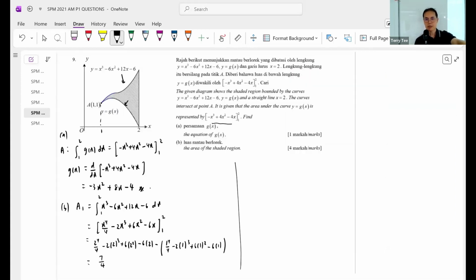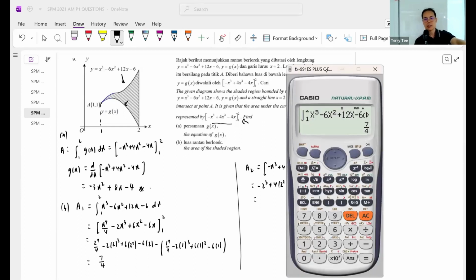Now, the second part is your area under g(x), which the question already mentioned. It is after you integrate x cubed plus 4x squared minus 4x, from 1 to 2. We just have to substitute. No need to integrate anymore, it's already integrated. Just put in 2 to the power 3, 4 times 2 squared, 4 times 2, minus 1 to the power 3, 4 times 1 squared, 4 times 1. Okay, so this one I just count manually.